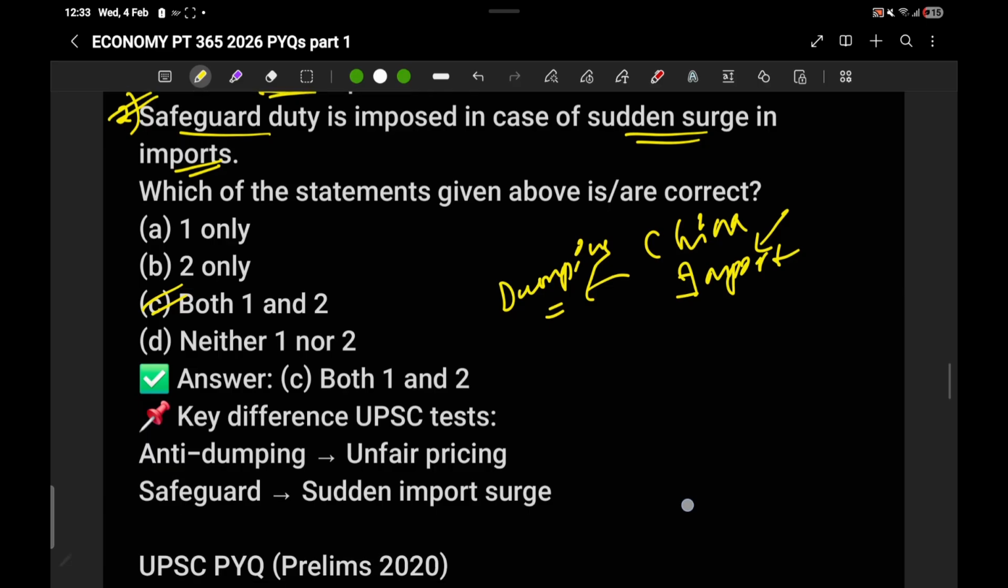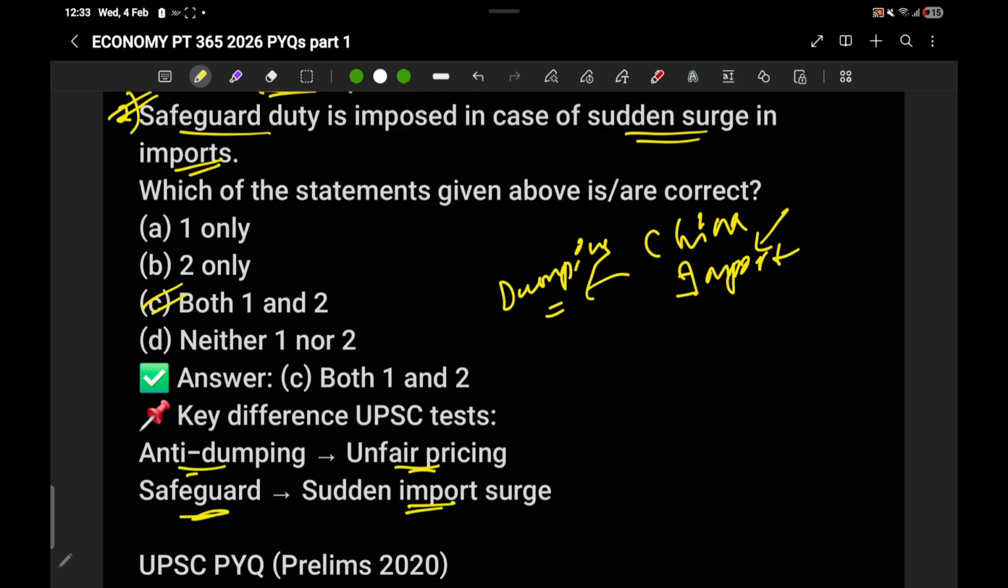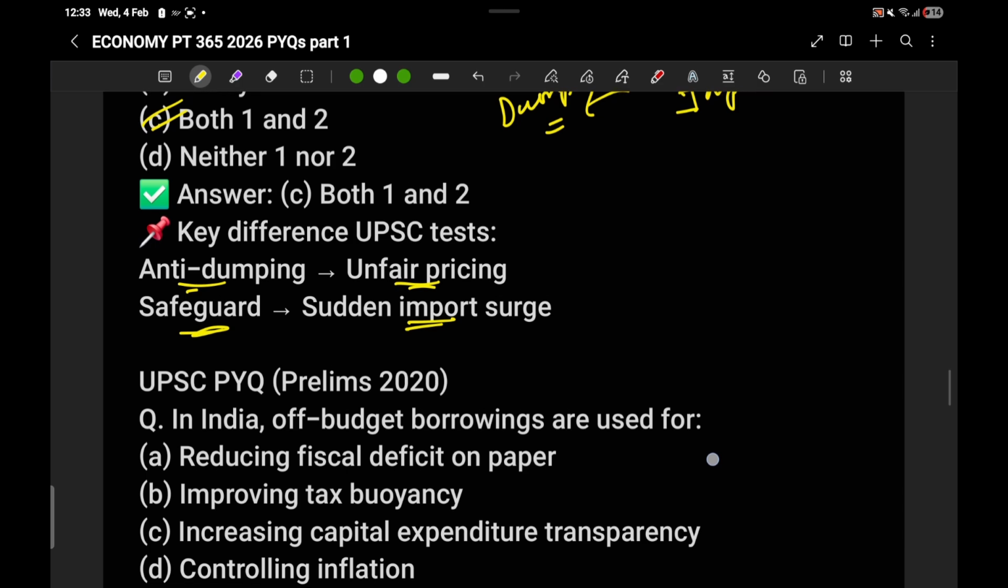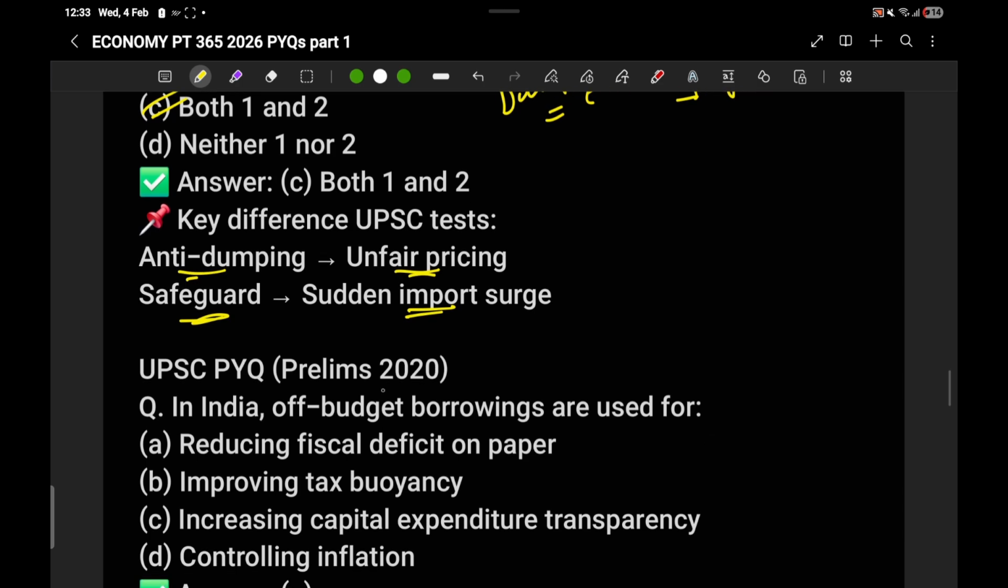Next question. Okay, see, like anti-dumping, unfair; safeguard, sudden import. These kinds of keywords are to be remembered for long-term retention. So in 2020, they have asked an off-budget borrowing question. Yesterday we have learned what is off-budget borrowing. First one, in India, off-budget borrowings are used for: reducing fiscal deficit, improving tax buoyancy, increasing capital expenditure transparency, controlling inflation. Take a pause.